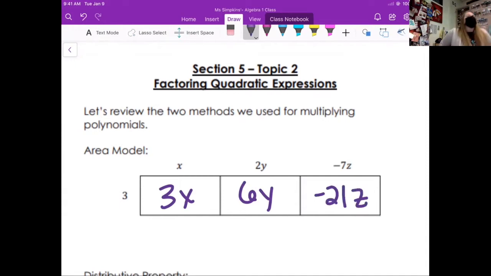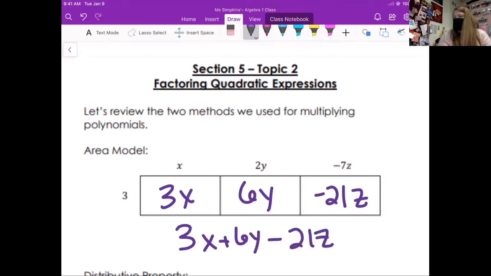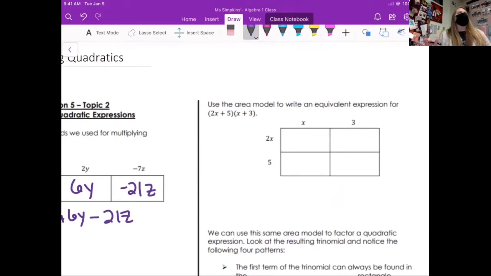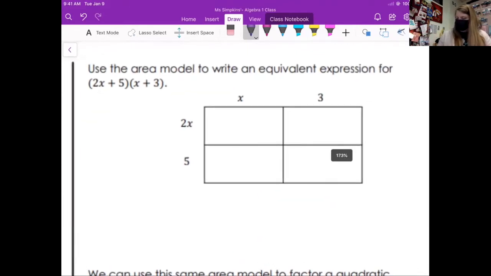And if there were like terms, we could combine them. There's not. So the answer would just be 3x plus 6y minus 21z. So that's review. We've done that a lot. So I'm going to kind of skip around those, so don't get annoyed, but I'm going to kind of skip back and forth. So let's look at this one.